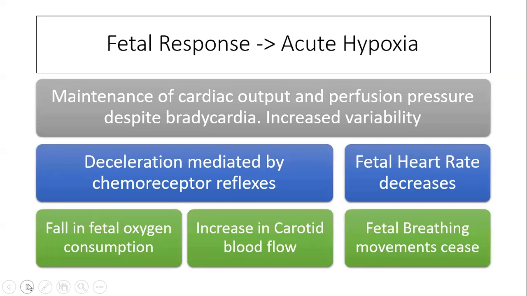So how do babies respond to acute hypoxic events? They reduce their heart rate, they stop breathing movements, and they reduce their oxygen consumption. They try to maintain cardiac output by reducing their heart rate. Most of these changes will be mediated by chemoreceptors and baroreceptors, and we see a lot of these changes as a deceleration on the trace.